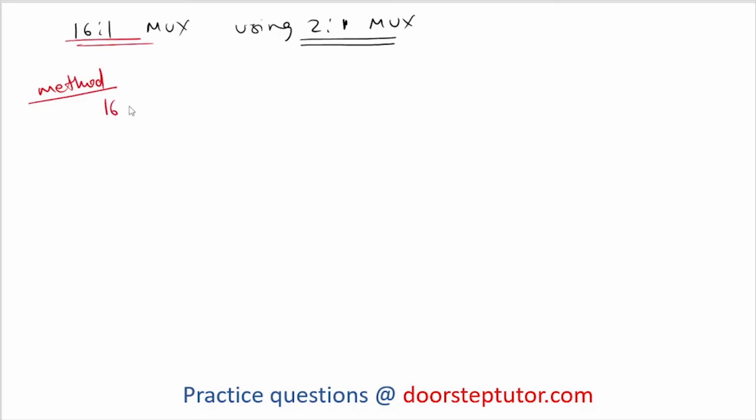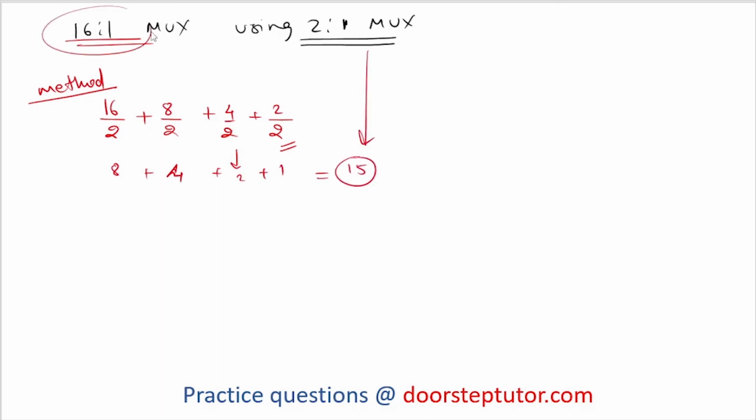What we are going to do, we will divide 16 by 2. Then we will get 8. Then again we divide it by 2, we will get 4. Again we divide it by 2, then we will get 2. And again we will divide it by 2 until we get a ratio of 1. Here, as we get a ratio of 1, we will stop. So this is going to be 8 plus 4 plus 2 plus 1. Add all these: 8 plus 4 is 12, plus 2 is 14, plus 1 is 15. So we need 15 2 cross 1 mux to implement 16 cross 1 mux.